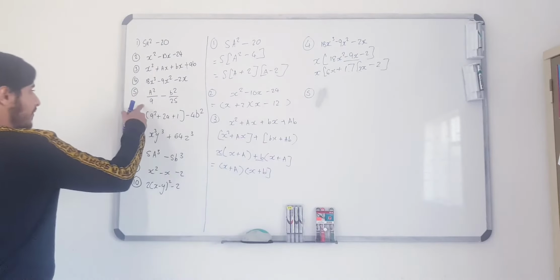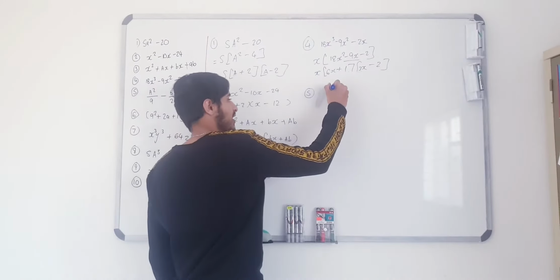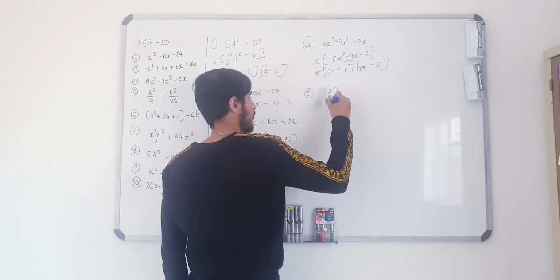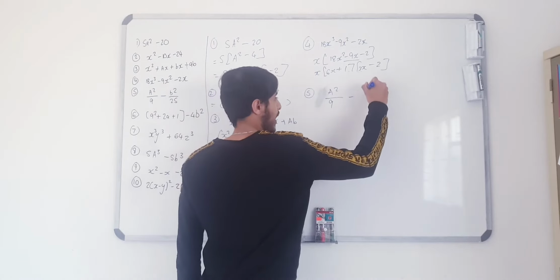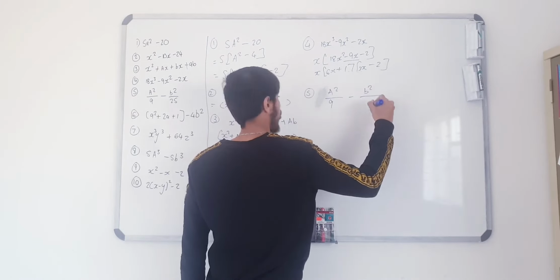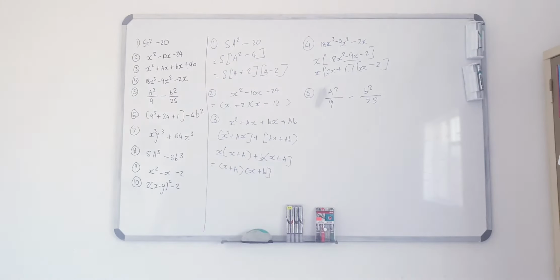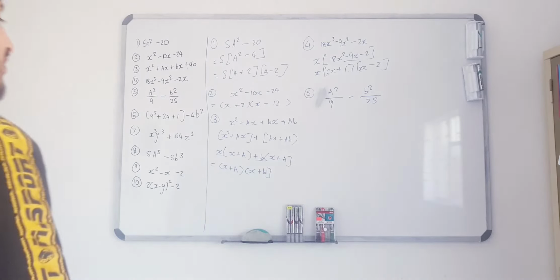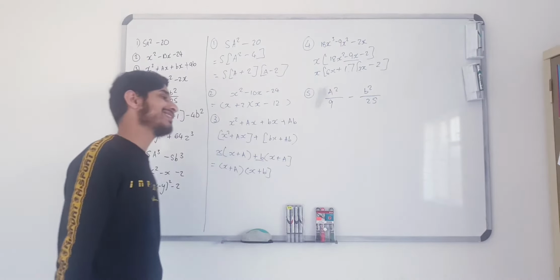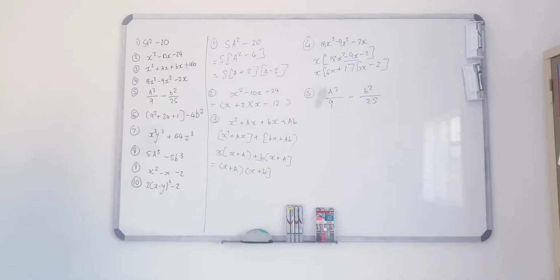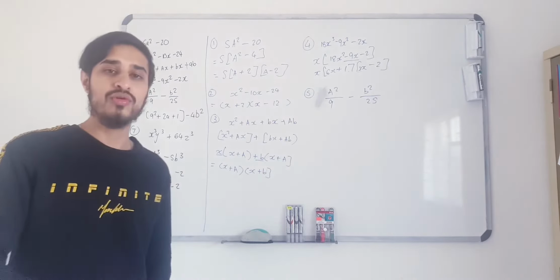Question number 5. With regards to this, we have a squared all over 9 minus b squared all over 25. The first thing you're going to do, youngsters, is ask yourself a specific question: can I take out a common factor? Obviously, you can see for yourself that you cannot take out a common factor. Then you move on to the next thing.